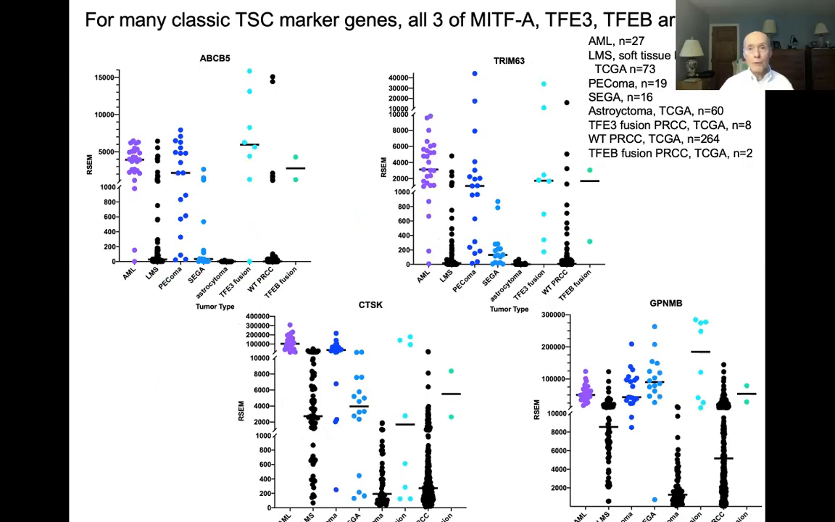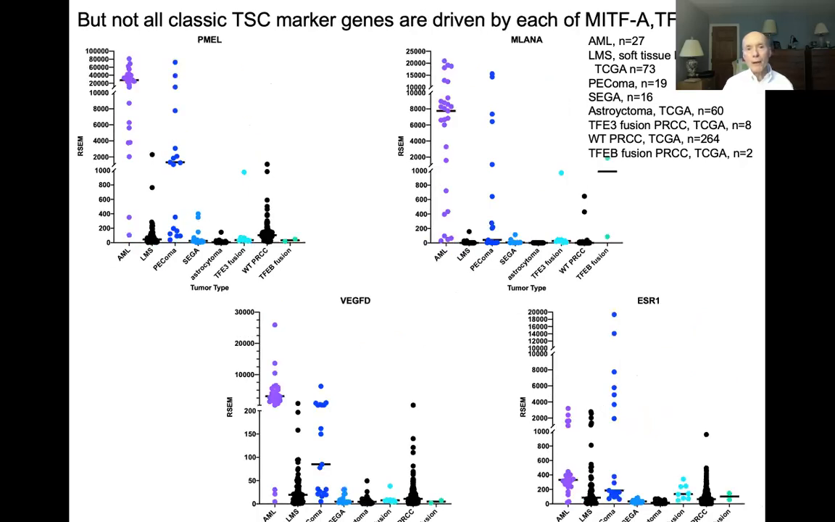So this is also true for TRIM3, for CTSK, and for GPNMB. High level expression is seen in all three of these tumors, including AML. I'm not going to take the time to go through all of these, but it is not true for all classic TSC marker genes. So for example, PMEL and MLANA, shown at the top, have high expression in AML, but minimally, no increase really at all in the TFE3 fusion or TFEB fusions. With one sole example, one of the TFEB fusions had relatively high expression.